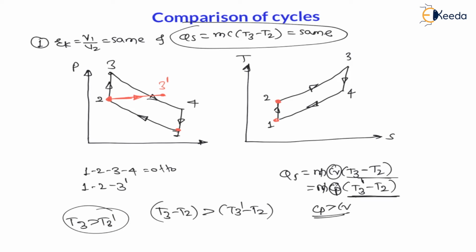And we already know that the constant volume process will have a higher inclination than the constant pressure process. So here if I want to draw the constant pressure process from 2, it will be like this, and 3 dash will be somewhere here, right? Now from 3 dash to 4 dash we have to go reversible adiabatically. So this is 3 dash to 4 dash, right?